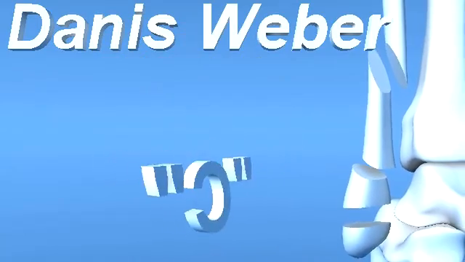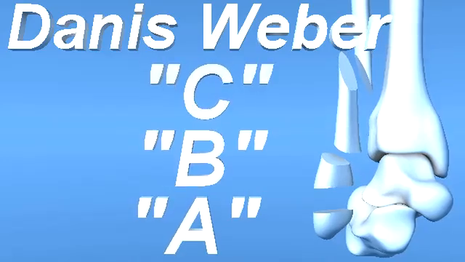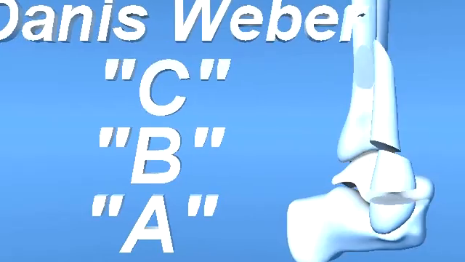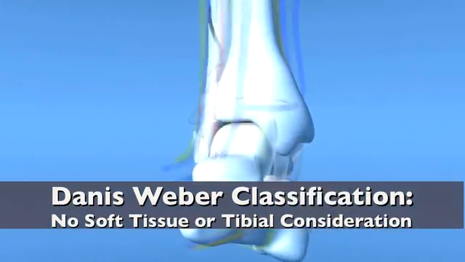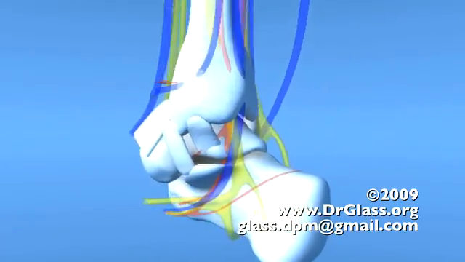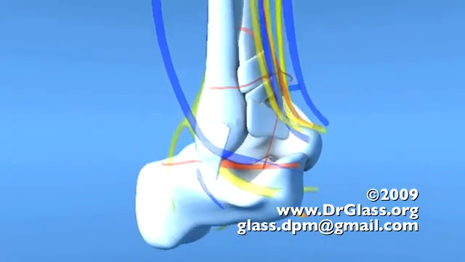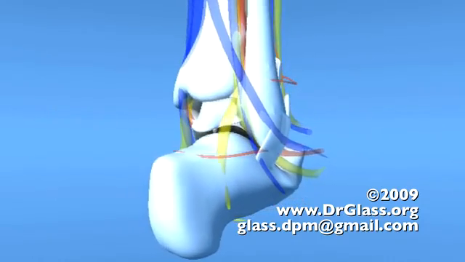The Danis-Weber classification, although more simplistic in nature than the Lauge Hansen classification, is limited by its anatomical focus on the fibula. Danis-Weber also fails to take into consideration the soft tissue structures that are often associated with these injuries. The AO group has expanded this classification to include some of the shortfalls of the system. It is important to remember that these classification systems are guidelines and atypical fracture patterns do occur.